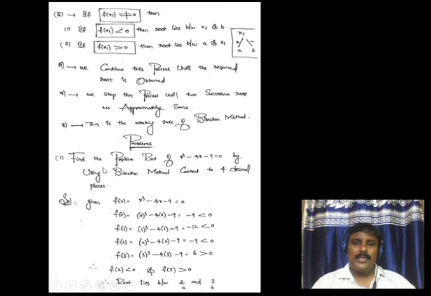The first problem is: find the positive root of x cube minus 4x minus 9 equal to 0, using the bisection method, corrected to 4 decimal places. Here we have to use our scientific calculators. Why? Because without scientific calculators we cannot do these problems. Scientific calculators are very important to do these problems. He has asked us to consider 4 decimal places.